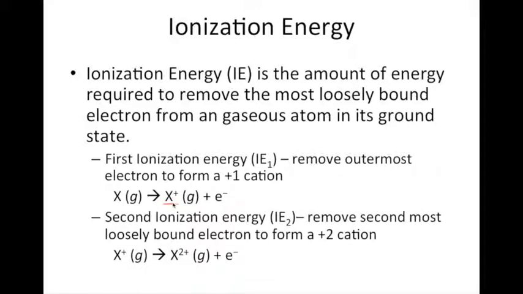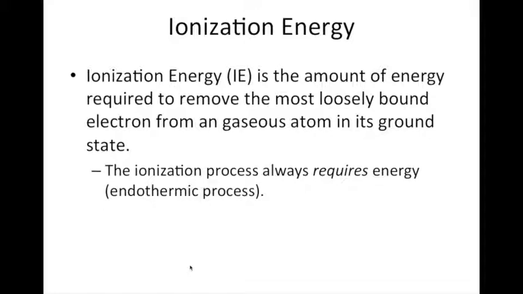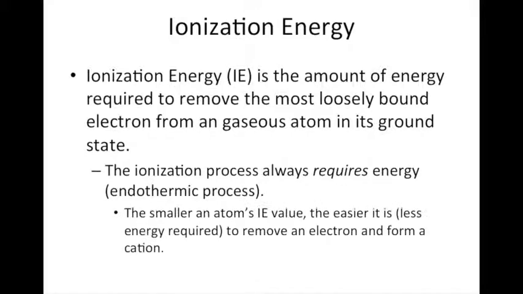The second ionization energy, of course, would be the energy required to remove the second most loosely bound electron. And in this process, we start with a +1 cation and we end up with a +2 cation. And of course, we can have a third, fourth, fifth ionization energy as well. The ionization process always requires energy to remove an electron. So this is called an endothermic process.